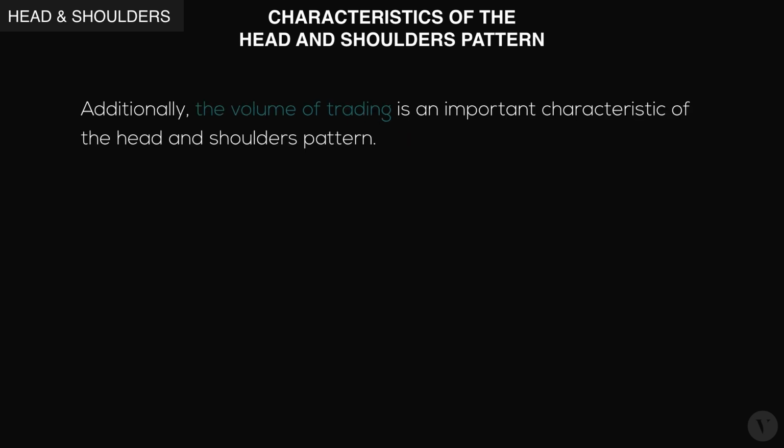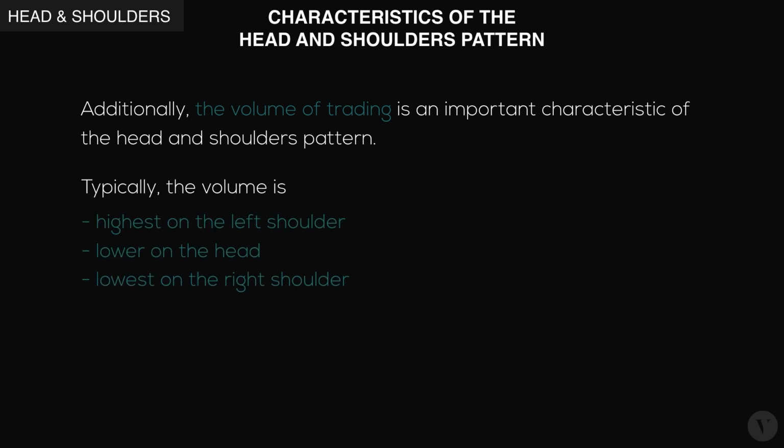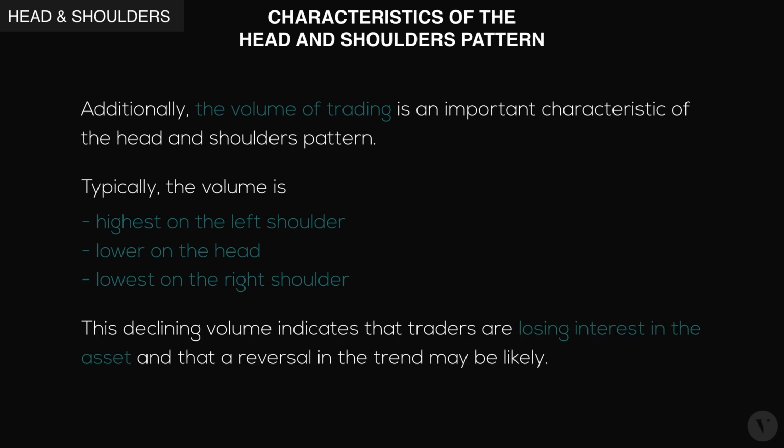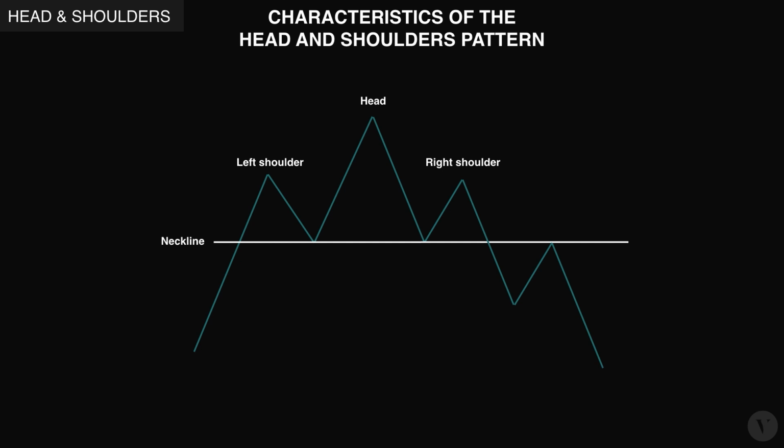Additionally, the volume of trading is an important characteristic of the head and shoulders pattern. Typically, the volume is highest on the left shoulder, lower on the head, and then lowest on the right shoulder. This declining volume indicates that traders are losing interest in the asset and that a reversal in the trend may be likely. As you can see, this is an example, a visual representation of the head and shoulders pattern.